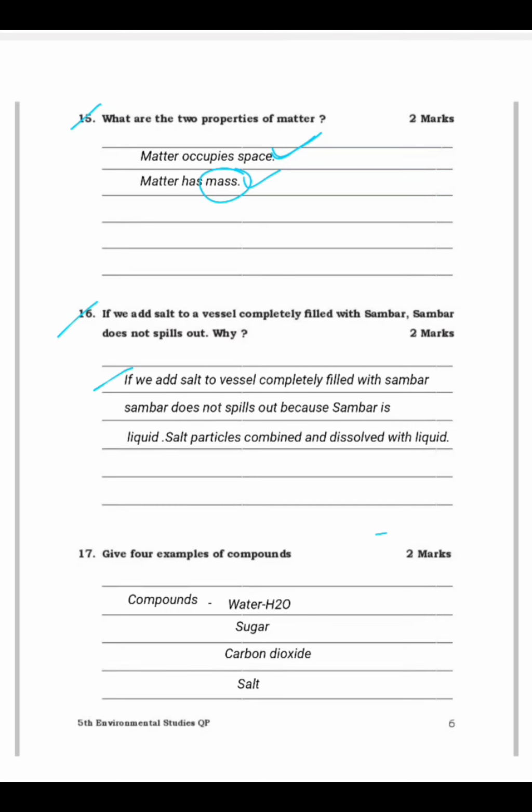If we add salt to a vessel completely filled with sambar, sambar does not spill out because sambar is a liquid. Yeah, so sambar is a liquid, as we know, right? We all have sambar with idlis and all, right? So salt particles combine and dissolve with the liquid. Yes, so here this is a vessel containing the sambar. If you add the salt to it, as we know the sambar is a liquid, it also has particles, right? They are freely moving, so the salt particles combine with these liquid particles and get dissolved with the liquid, so the sambar will not spill out.